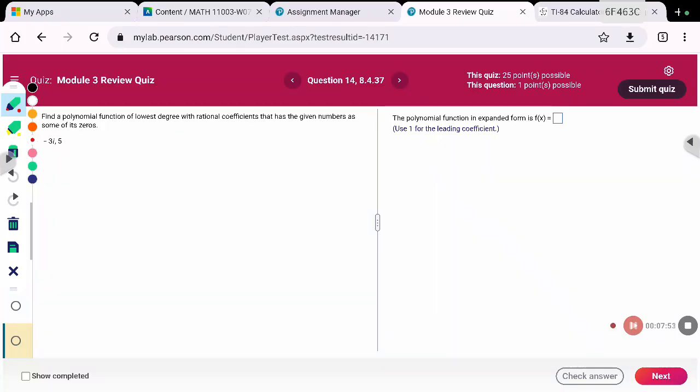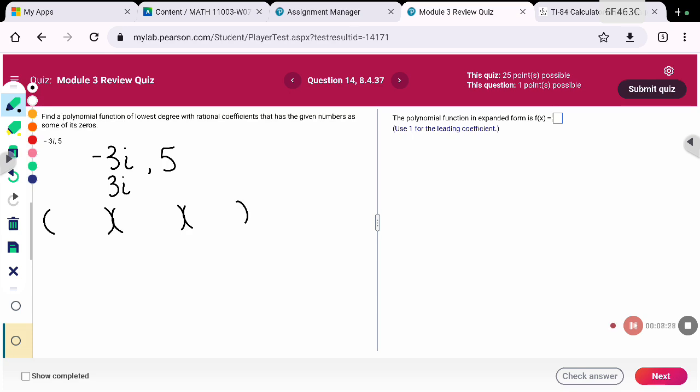All right, on this next one, we are going to find any missing zeros and then find the polynomial function that they would turn into. So the zeros that it gives me are negative 3i and 5. Well, if negative 3i is a zero, then so is positive 3i. So those are going to be the three zeros that I have. So let's turn those into the three factors that they came from.